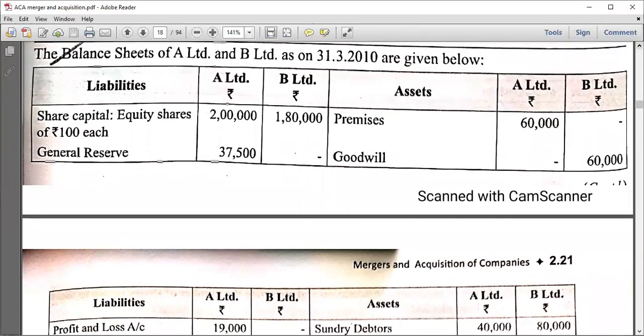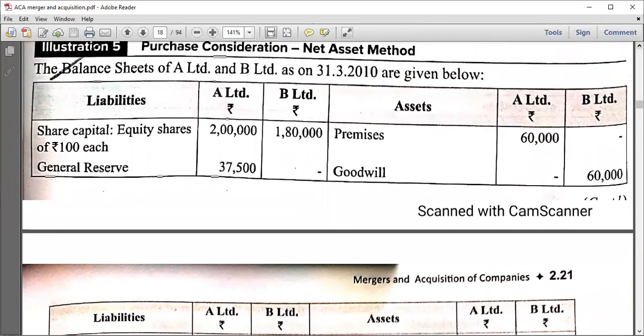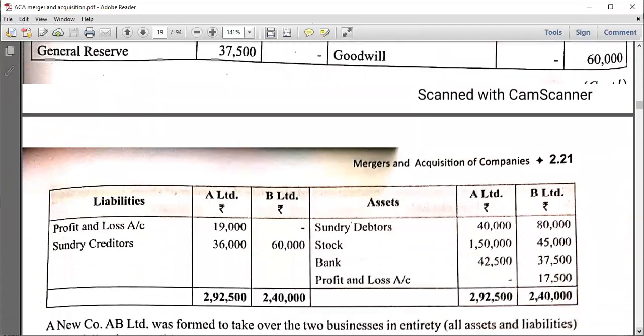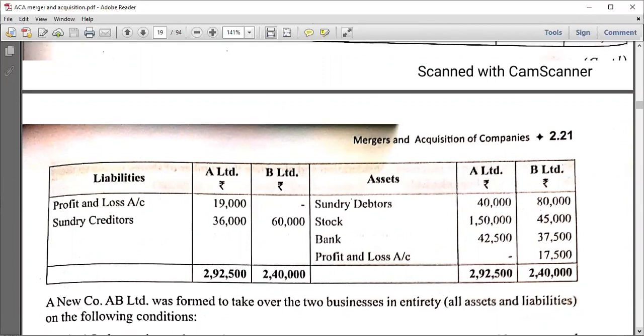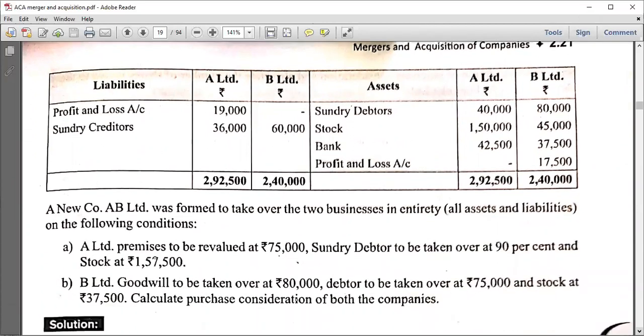And we look into the asset side. Premises 60,000 and nil, goodwill nil and 60,000. Next, what we have? Sundry debtors 40,000 and 80,000, stock 1 lakh 50,000 and 45,000, bank 42,500 and 37,500, and P&L account we have 37,500. Total it will be 2 lakh 82,500 and 2 lakh 40,000.